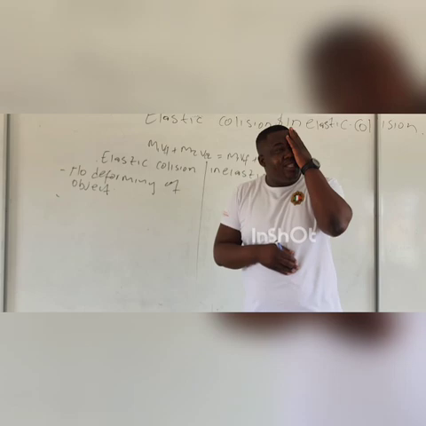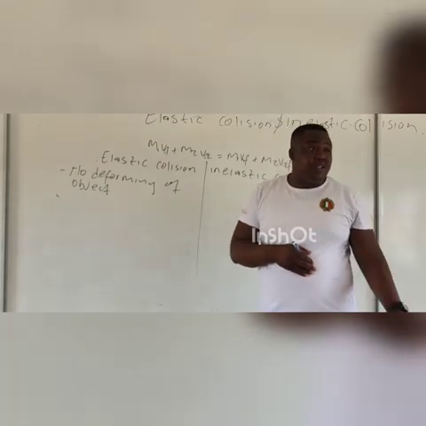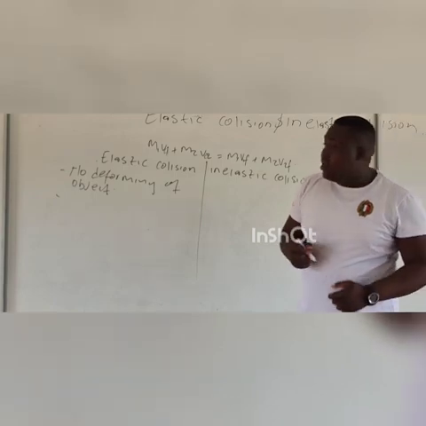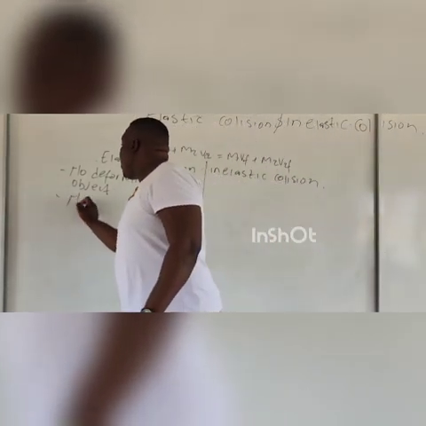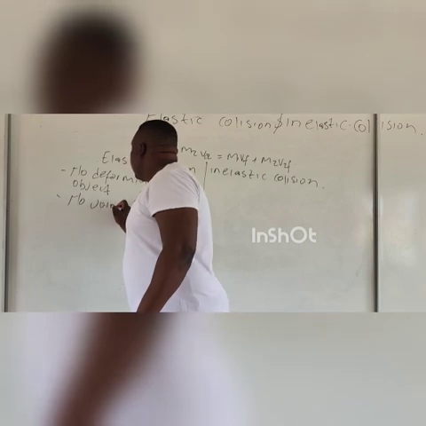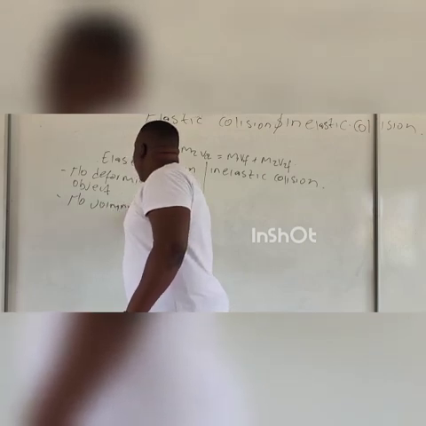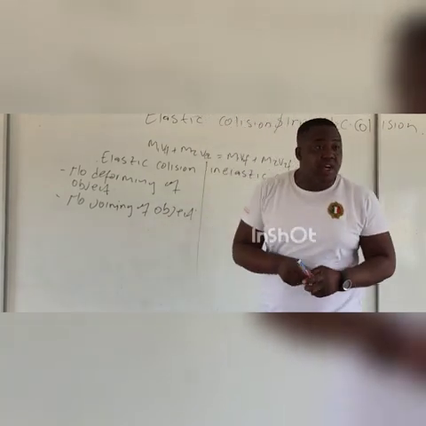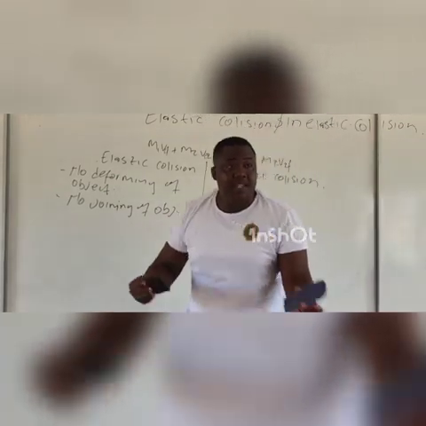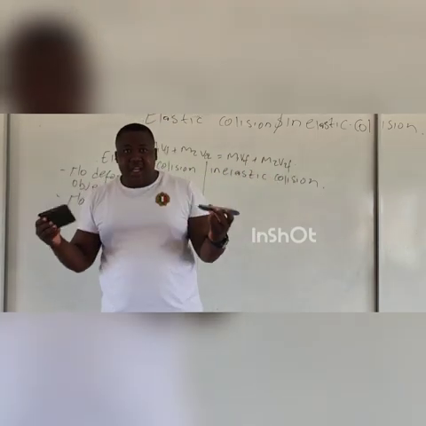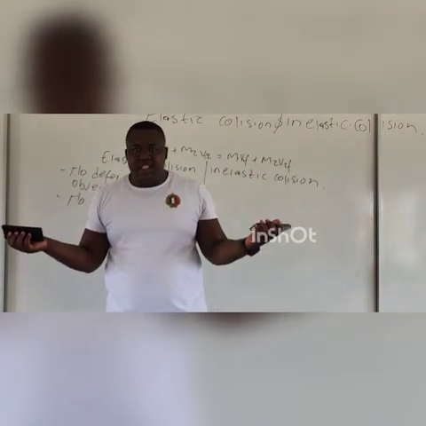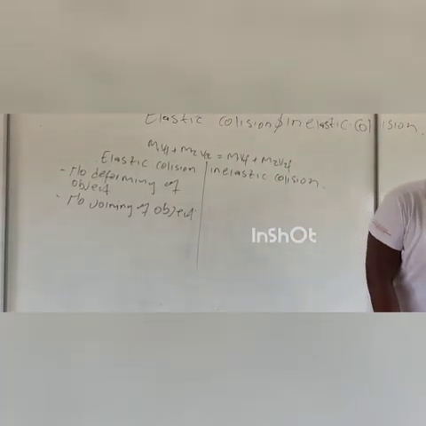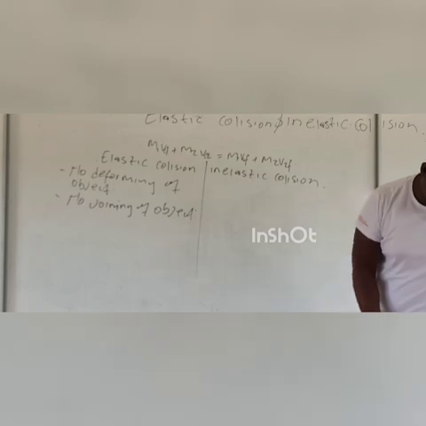No deforming of object. No, we don't do that, right? We're just explaining these things so that we can understand. No joining of objects. In elastic collision, there's no joining of objects. When the objects collide, you see these calculators, they did not join each other, right? The objects do not join in elastic collision.